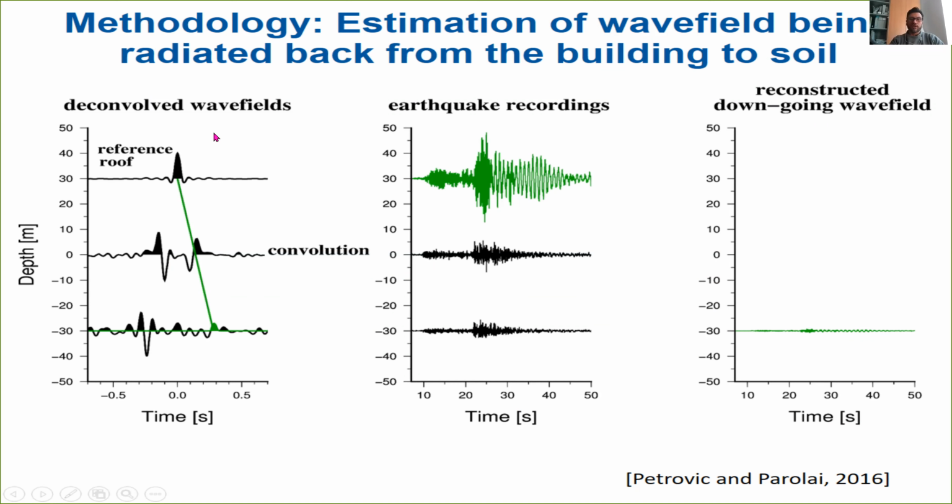If I take the recording on the roof, you see this very complicated recording, this green one with a lot of oscillation, and I convolve it only with the part of the Green function that is related to the downgoing waves generated by the building, I will obtain a recording at minus 30 meters, which is only considering, you see it here, the wave generated by the building and propagating in the underground, which is quite fascinating if you think about it.